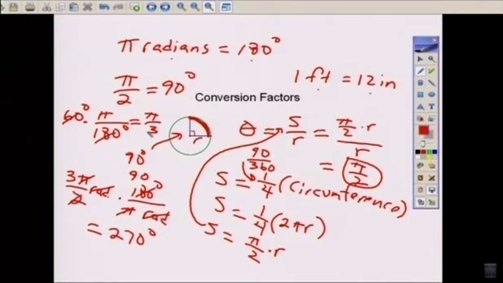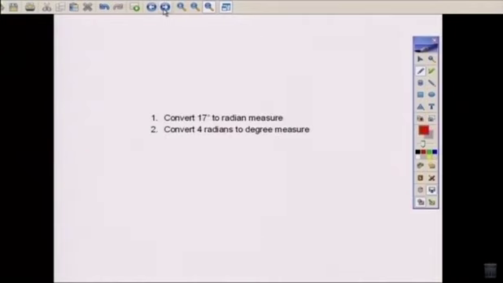So now let's try a couple on your own. Please convert 17 degrees to radian measure and convert 4 radians to degree measure. So if I start with 17 degrees, times pi over 180. That yields 17 pi over 180, which in a moment we can go and do an approximation of that on the calculator. That is a radian measure.